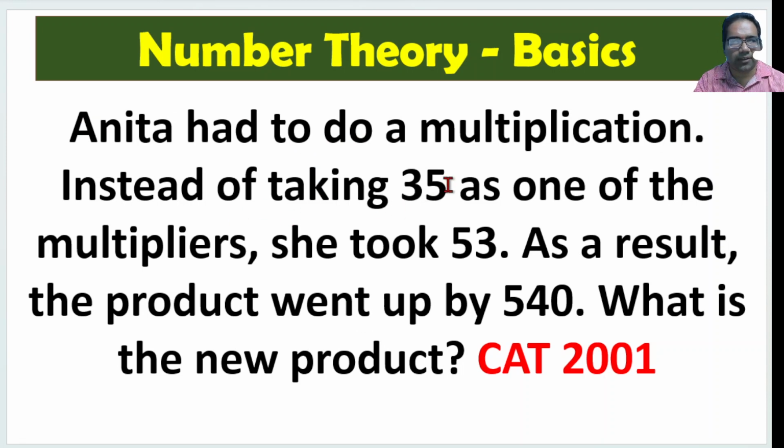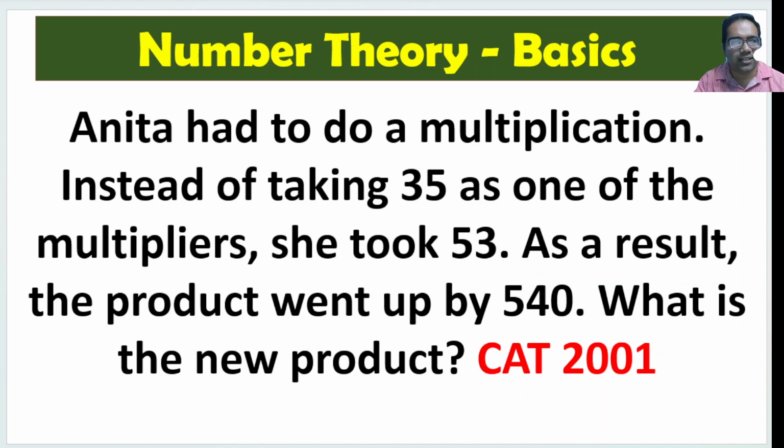Anika has to do a multiplication. Instead of multiplying with 35, she multiplied with 53. So the product is higher by 540. Then what does that mean? What is the number and what is the new product? This is what we have to find out.